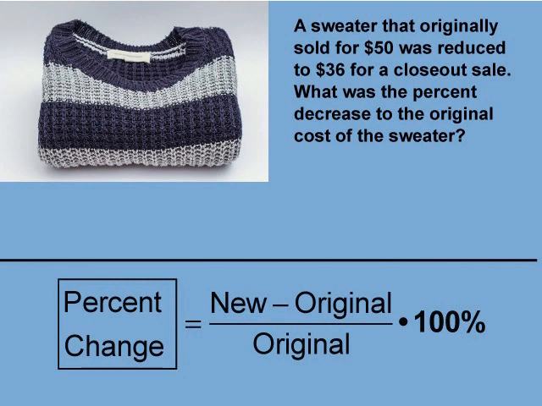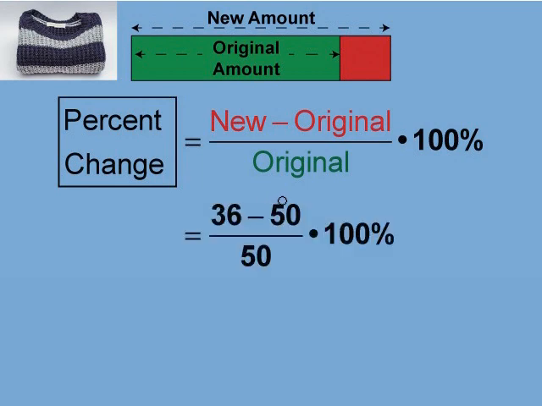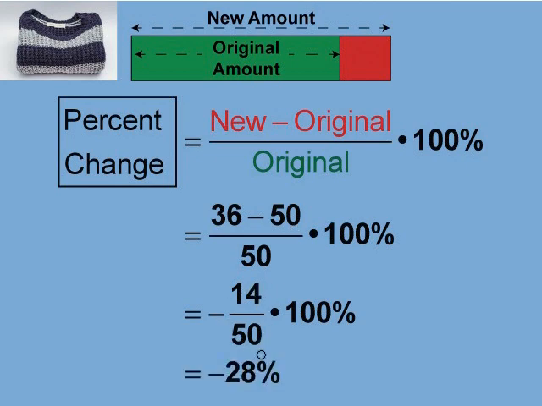We plug in values from the scenario. In the numerator, we subtract 50 from 36. The resulting fraction is negative 14 over 50. After multiplying by 100%, the result is negative 28%. The negative sign indicates a percent decrease. Let's look at another example.